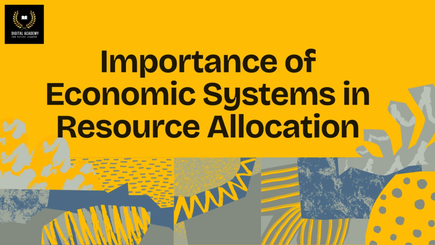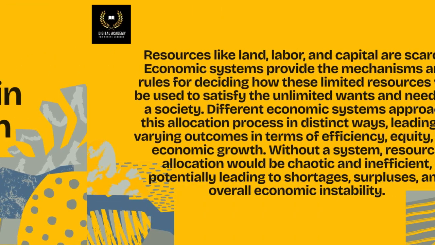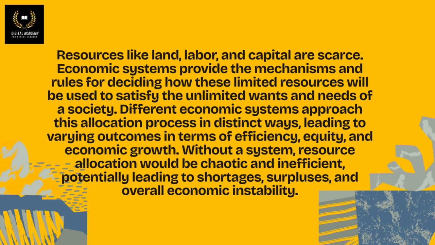Importance of economic systems in resource allocation. Resources like land, labor, and capital are scarce. Economic systems provide the mechanisms and rules for deciding how these limited resources will be used to satisfy the unlimited wants and needs of a society. Different economic systems approach this allocation process in distinct ways, leading to varying outcomes in terms of efficiency, equity, and economic growth. Without a system, resource allocation would be chaotic and inefficient, potentially leading to shortages, surpluses, and overall economic instability.